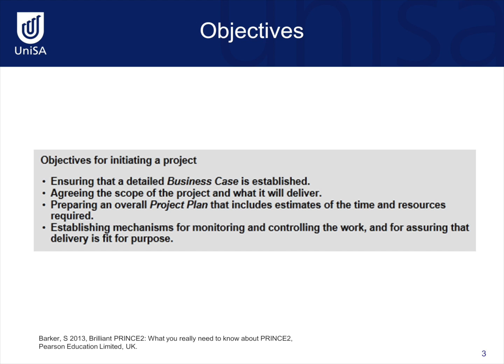Resources could include people, office accommodation, software, networking, or some infrastructure put in place as a resource in order to complete or carry out the project work. So it's really important to have all this information documented. The final objective of the initiating a project process is to establish mechanisms for monitoring the work, controlling the work, and making sure that the project is actually on track and what is being delivered is actually fit for purpose.